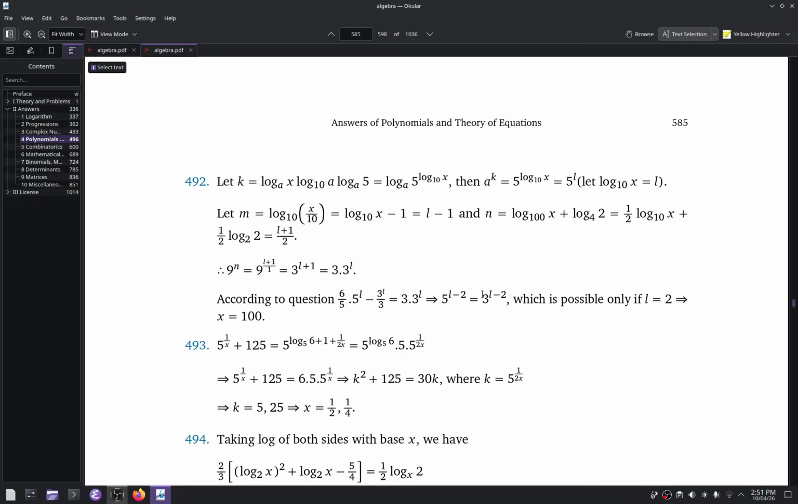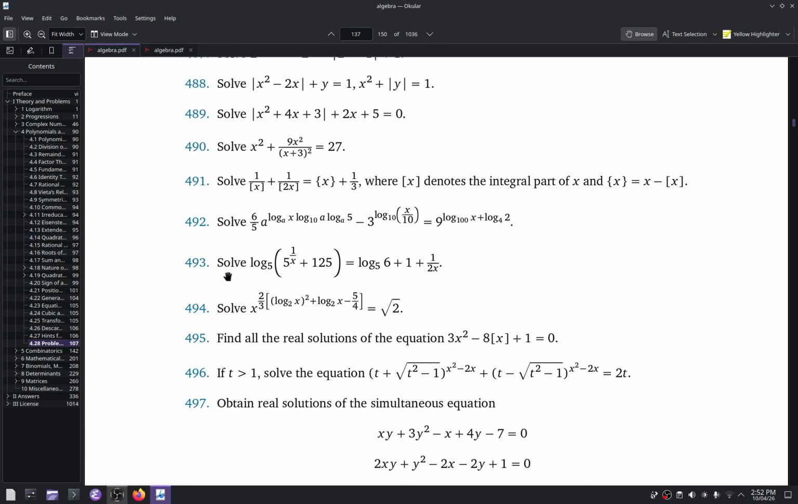Essentially, what I'm trying to say is that the powers have to be 0. Powers have to be 0. That is L is equal to 2, and then we have x is equal to 100 by taking antilog from here.